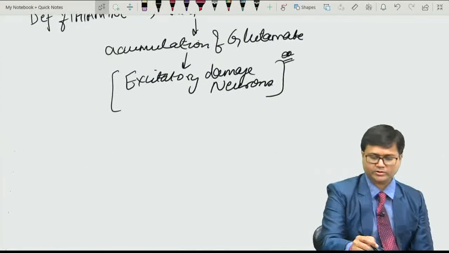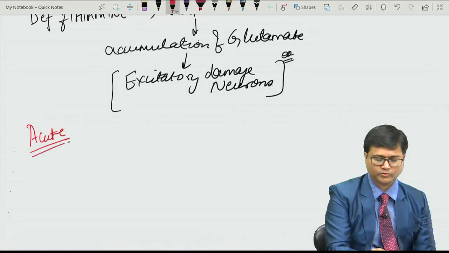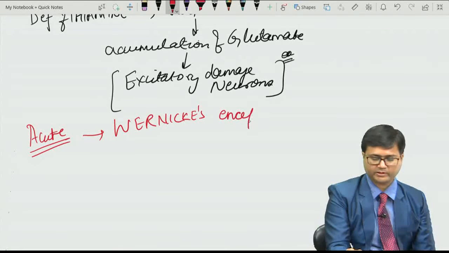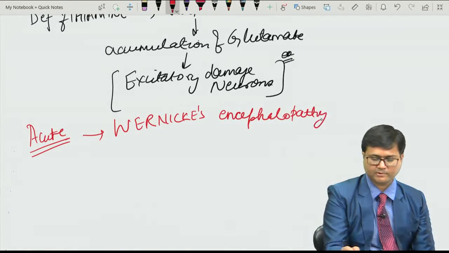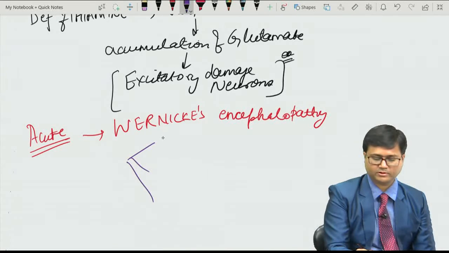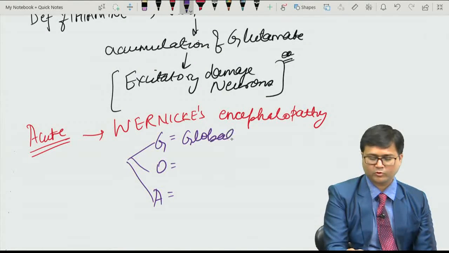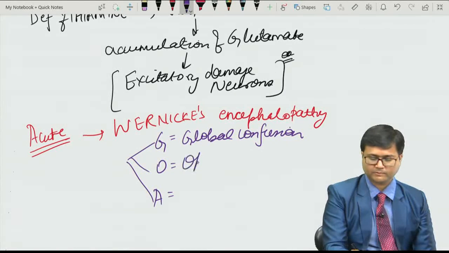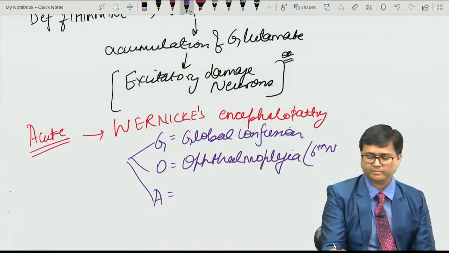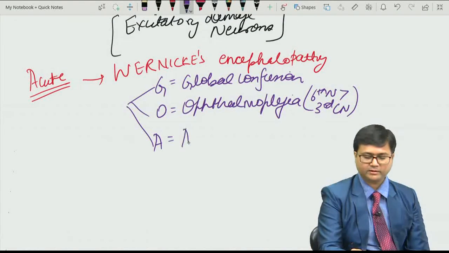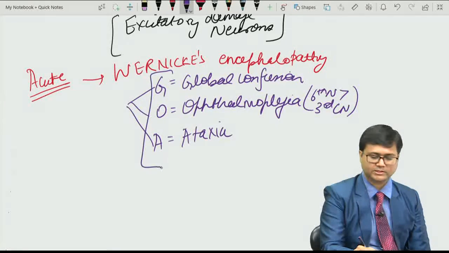Now, in acute stage, this leads to Wernicke's encephalopathy, which is characterized by a triad of symptoms which can be learned with the mnemonic GOA, that is global confusion, ophthalmoplegia, where sixth nerve palsy is more than the third cranial nerve palsy, that is the lateral rectus is affected, and then there is ataxia. So these are the symptoms.